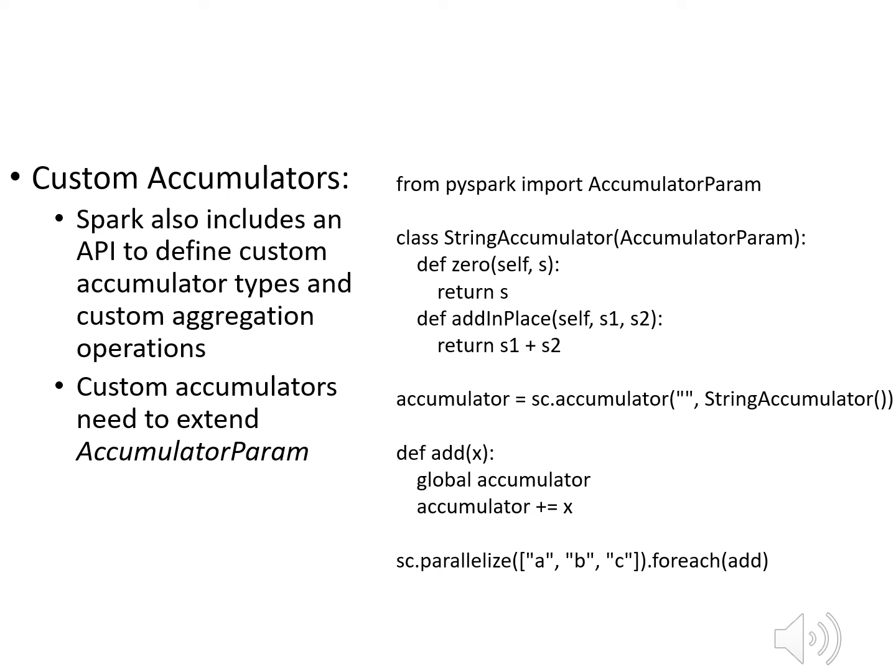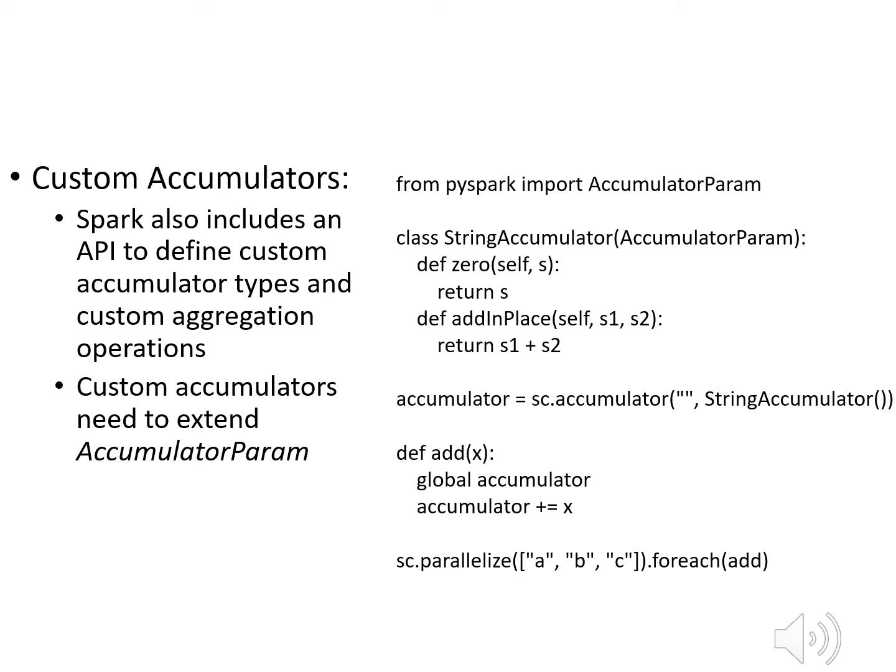Now we have used one of Spark's built-in accumulator types, integer with addition. Spark also supports accumulators of double, long, and float. In addition, Spark also includes an API to define custom accumulator types and custom aggregation operations.